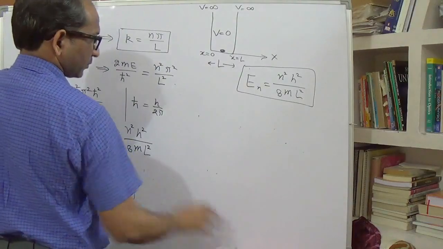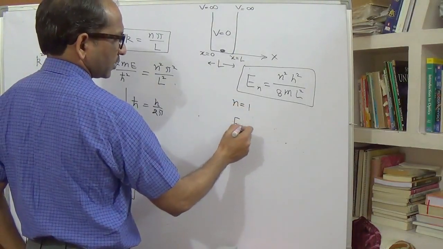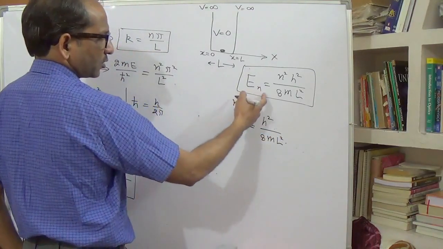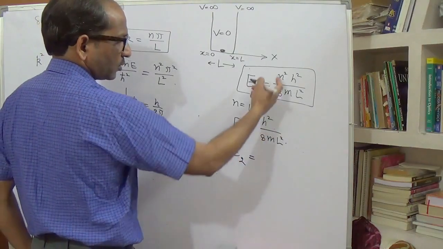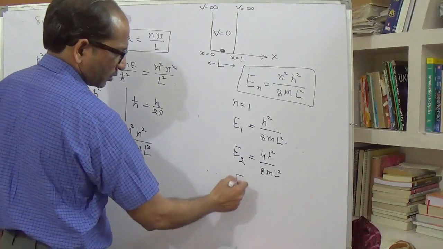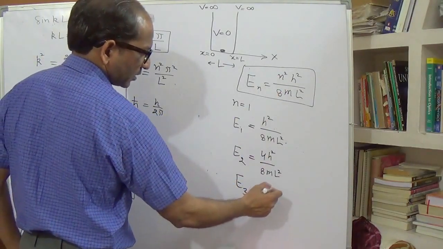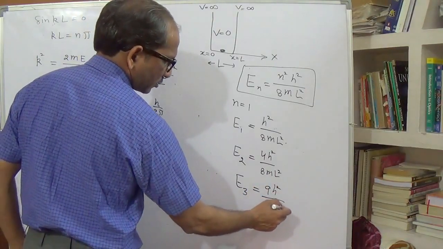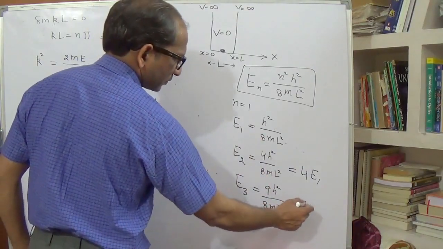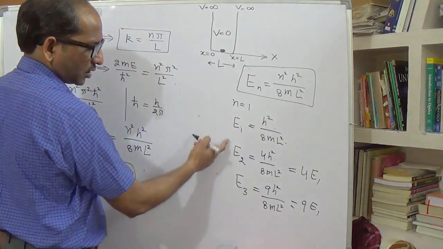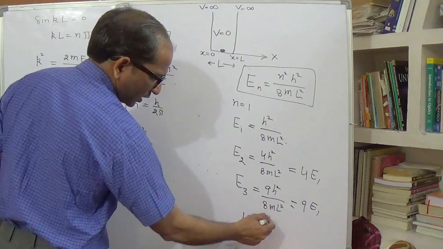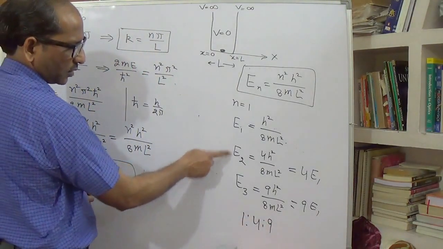For n is equal to 1, E1 is equal to 1 h square upon 8 m l square. For n is equal to 2, E2 is equal to 4 h square upon 8 m l square. When n is equal to 3, for the third state, that becomes 9 h square upon 8 m l square. So this is 4 times E1, and this is 9 times E1. So the ratio between E1, E2, E3 and so on is 1, 4, 9, 16, like this. This is the ratio between these energy levels.